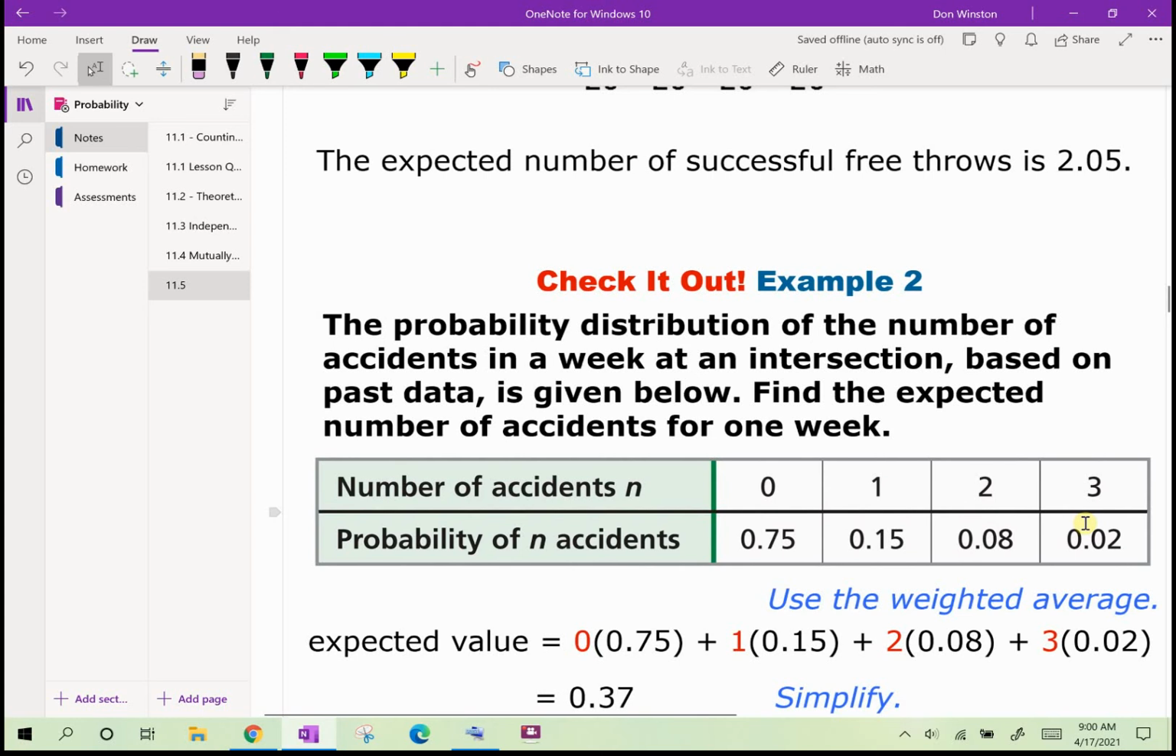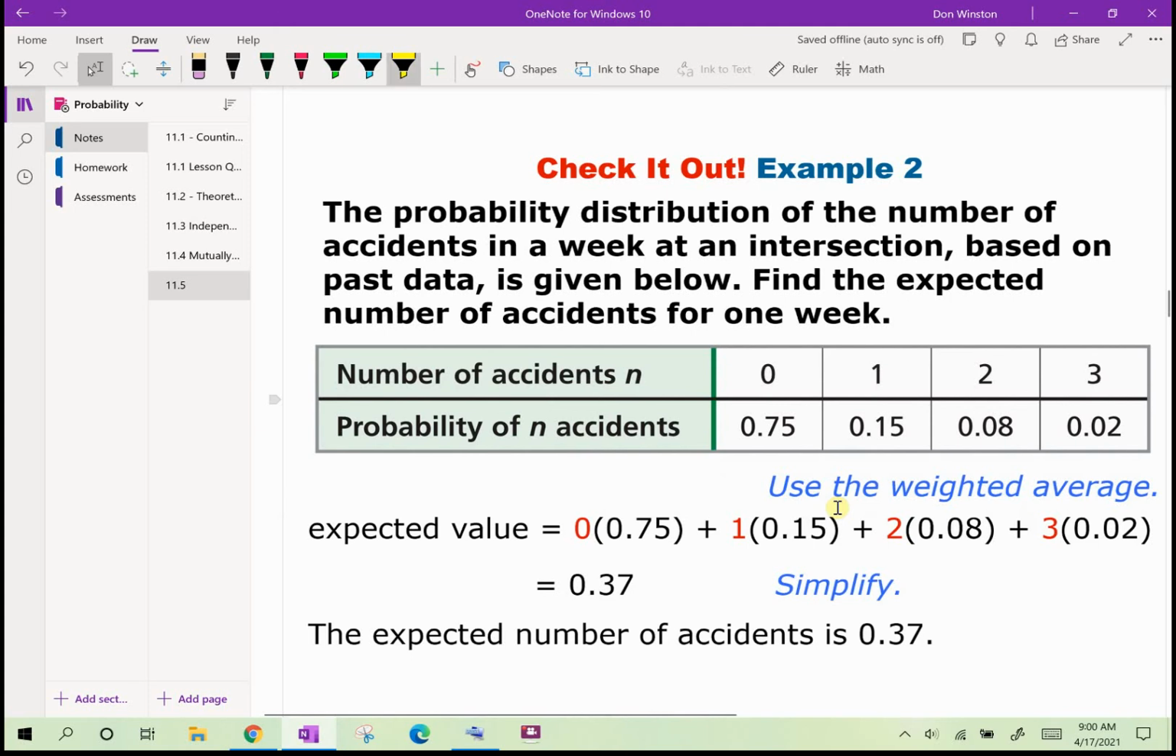So we would expect that the expected number of accidents should be very close to around 0, because the probability of having 0 accidents is a lot higher. So what do we do? We take each outcome, 0, and we multiply it by its probability. Each outcome, 1, and we multiply it by its probability. Each outcome, 2, and we multiply it by its probability. And each outcome, 3, and we multiply it by its probability. So the expected number of accidents is 0.37, which we would expect, because 75% of the time we have 0 accidents. Again, that's expected value.